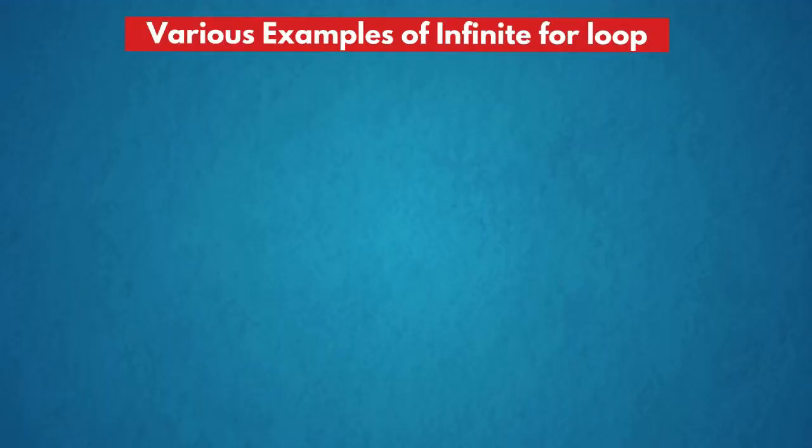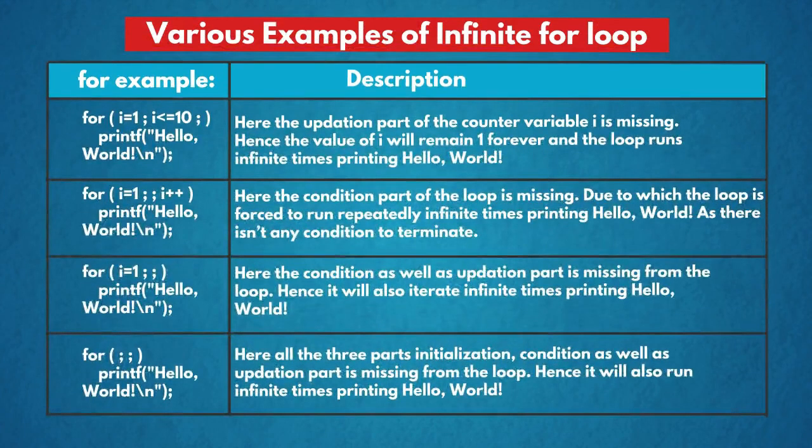Various examples of infinite for loop. First example: for I equal to 0, I less than or equal to 10, printf hello world. The description is here. The updation part of the counter variable is missing. Hence, the value of I will remain the same forever and the loop runs infinite times printing hello world.